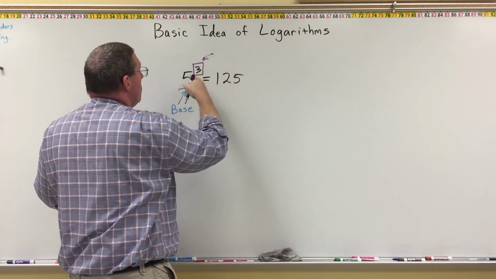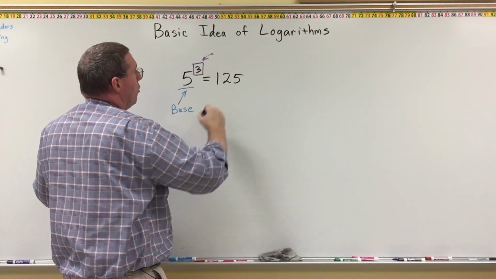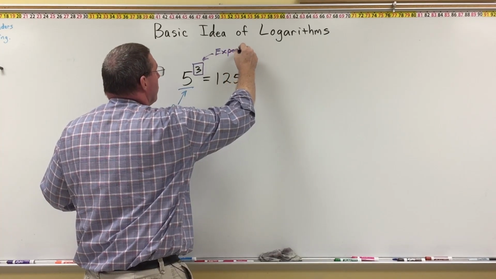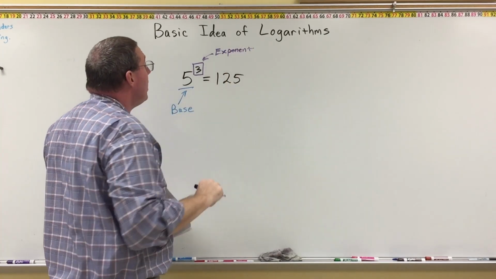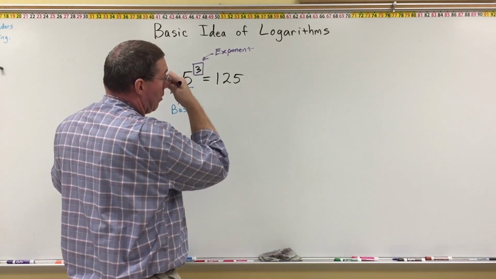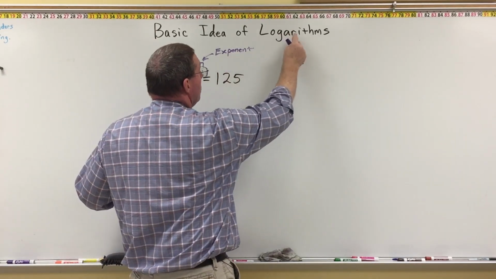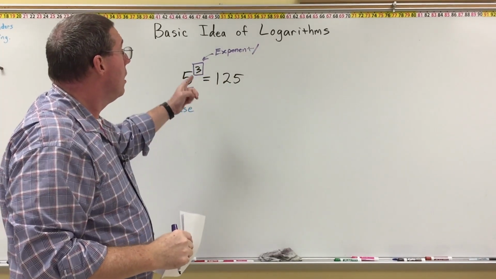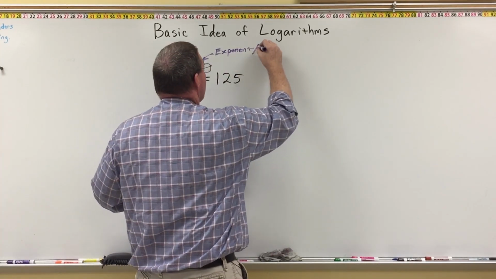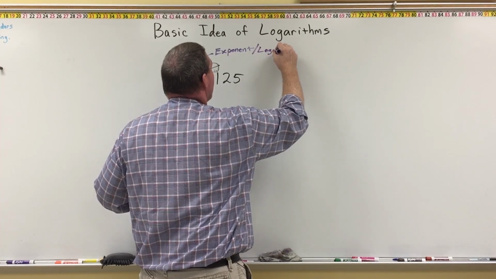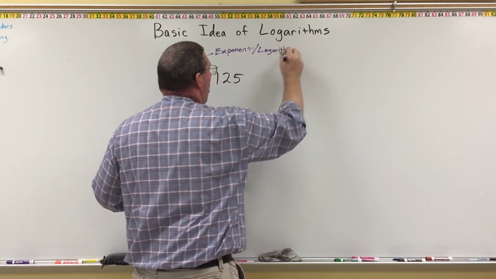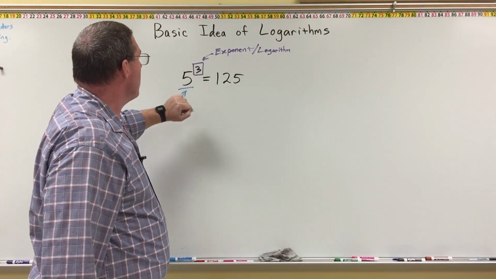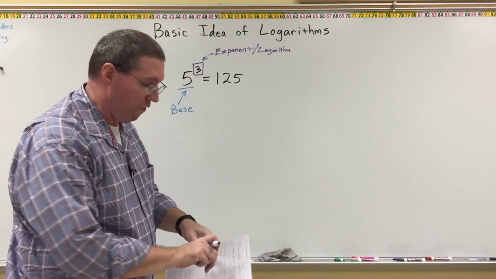The exponent is 3. So this 3, we already know that, or sometimes we call it the power, but its technical name is the exponent. Now, what's really funny is that there's another word for exponent, and the other word for exponent is logarithm. So we can actually call 3 the exponent, but we can also call that 3 the logarithm. So this is 5 with a logarithm of 3 is equal to 125.